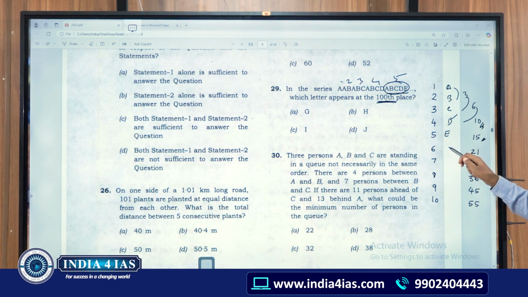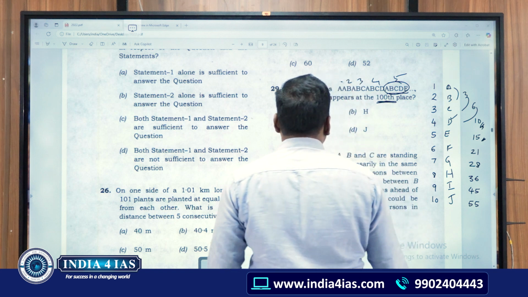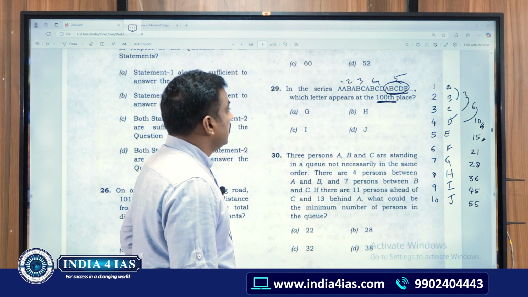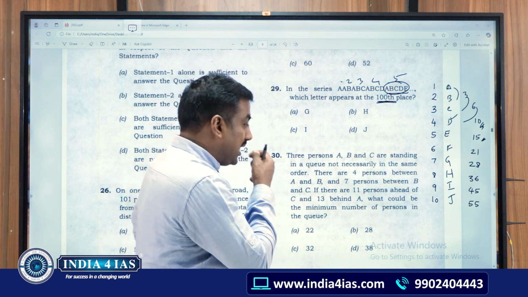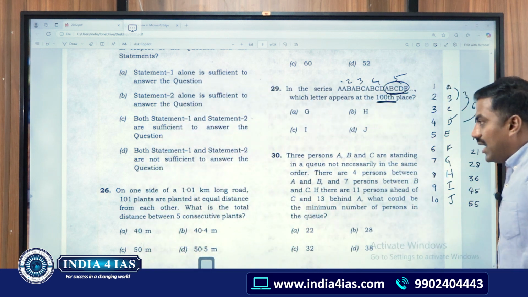So, when I end up in F, I got 21 letters. When I end up in G, I get 28 letters. And when I end up in H, I get 36 letters. Then when I end up in I, I get 45 letters. When I end up in J, I get 55 letters. Now I have to get the 100th letter.